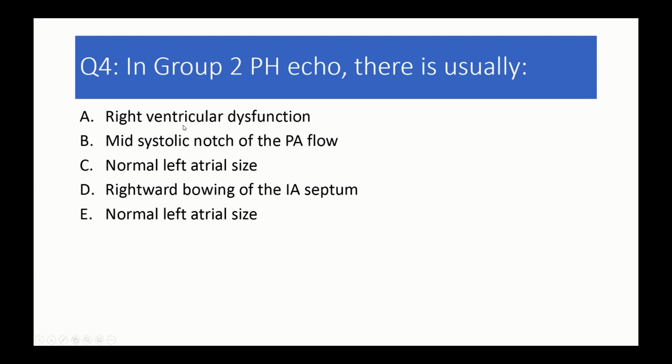The others can happen, but they're not usually there. Right ventricular dysfunction is not the main issue. You have left ventricular dysfunction first, and people usually die from that before they die from right ventricular dysfunction. Mid-systolic notch happens in group 1 and 4, more likely than group 2 pulmonary hypertension. Left atrial size is not going to be correct because you have a left atrial enlargement with left ventricular disease. And oh, I repeated the same thing.